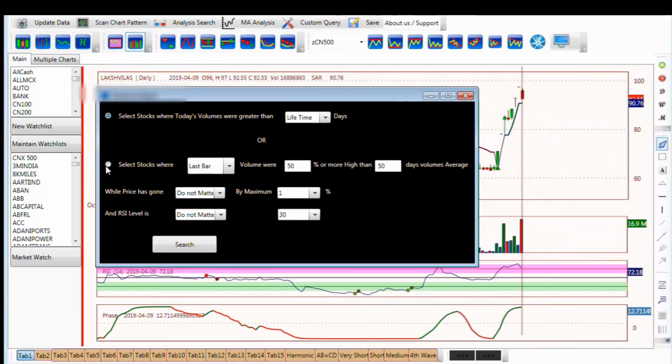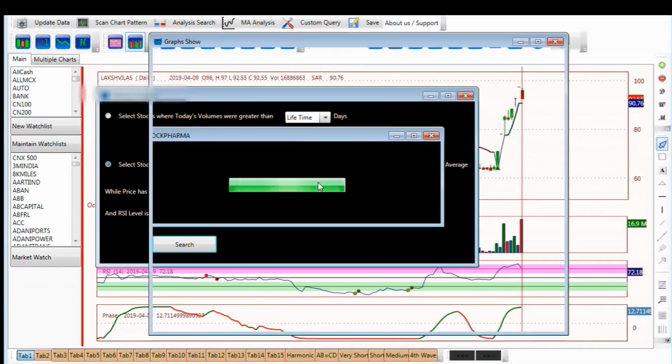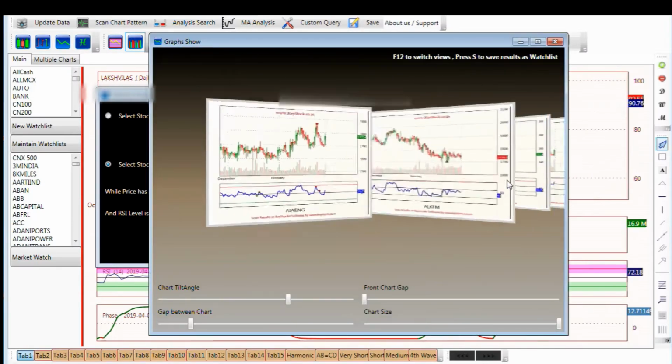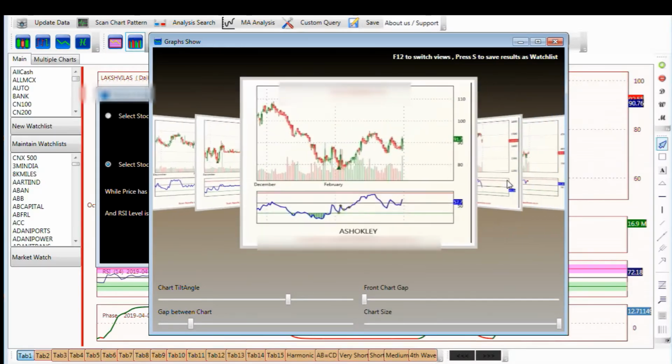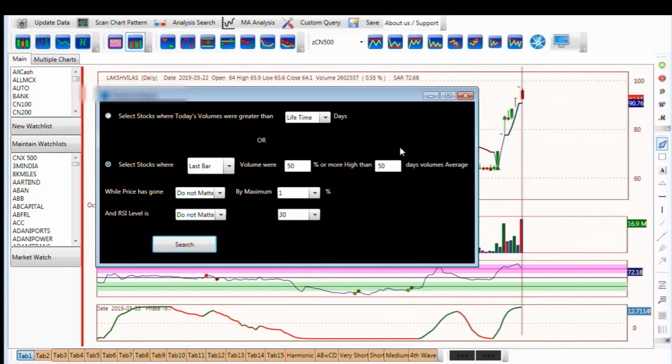Now we will explore the second part of this scan. The second part of this scan has the option of selecting stocks where the last bar or last 3 bars' volumes were some percentage higher than the average of the last 50 bars, or 30 bars. And as you can see, the volumes are higher in comparison to the last average volume. If you want to see higher volume, then you can increase this percentage, like 100%, 200%.